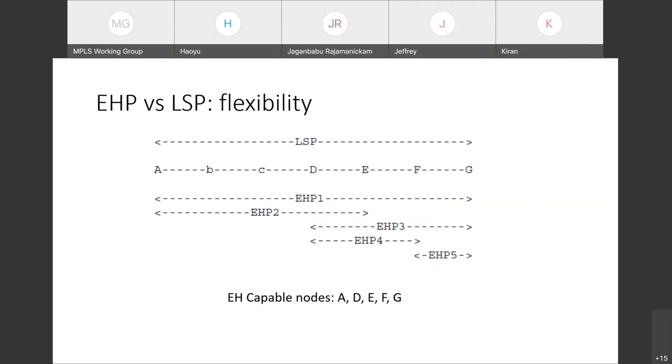It's from D to G; it could be another extension header path. For example, for some applications such as IOAM, I'd like to collect the telemetry data from node D to G. Then we can just add the IOAM header at node D and request G to remove it. But this is just a part of the entire label switch path. It doesn't need to overlap with it completely.